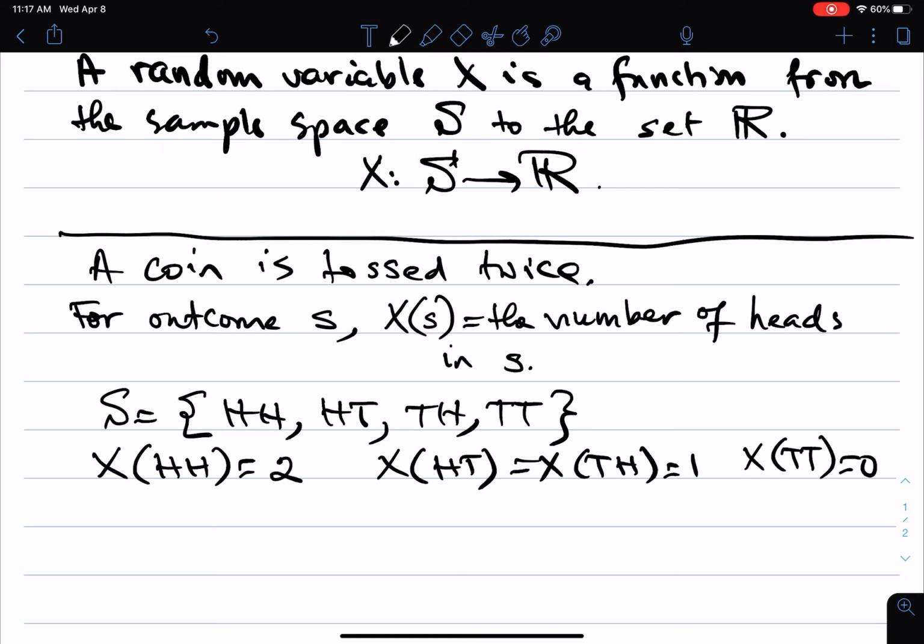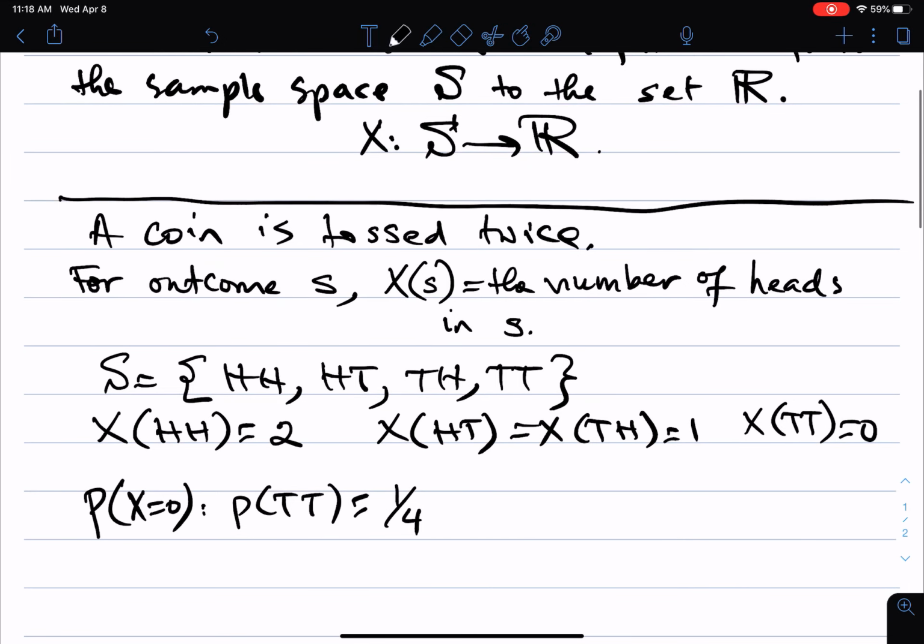Now of course we are talking about probability theory, and we are interested not just in the values here, but what is the probability that a random variable assigns a specific value. So, for example, in this case, what is the probability that x equals 0 in this experiment? What is the probability that when we toss a coin twice, the number of heads that we see is 0? The probability of x equals 0 is basically the probability of TT, right? And in this experiment, it's 1/4.